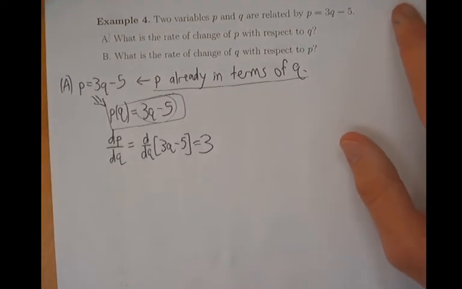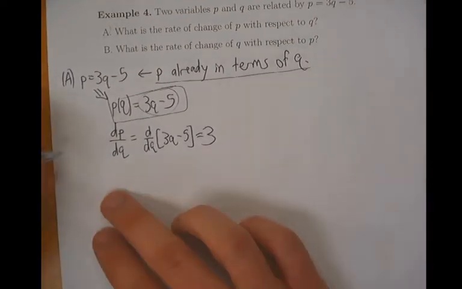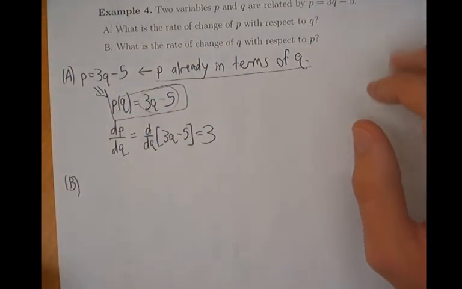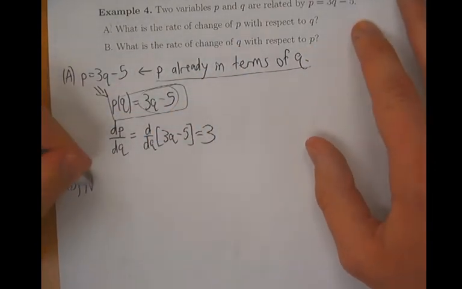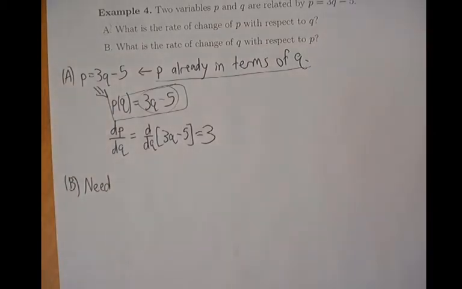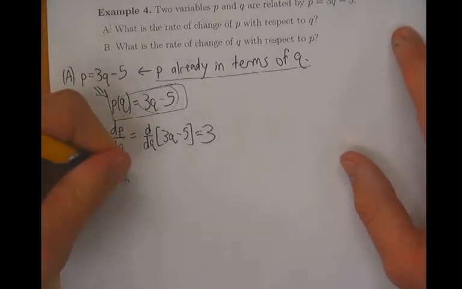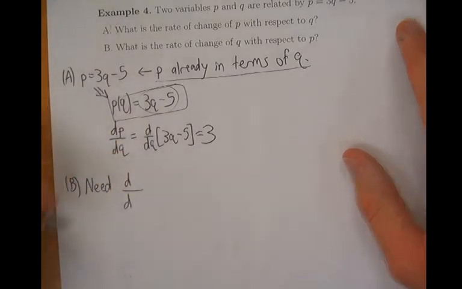So now for part B, it's going to be a similar idea, except the roles of q and p are now reversed. So in this case, what quantity are we trying to find here? We're trying to find the rate of change of q with respect to p, and that means what does that tell us about our derivative? So we need d over d what over d what?